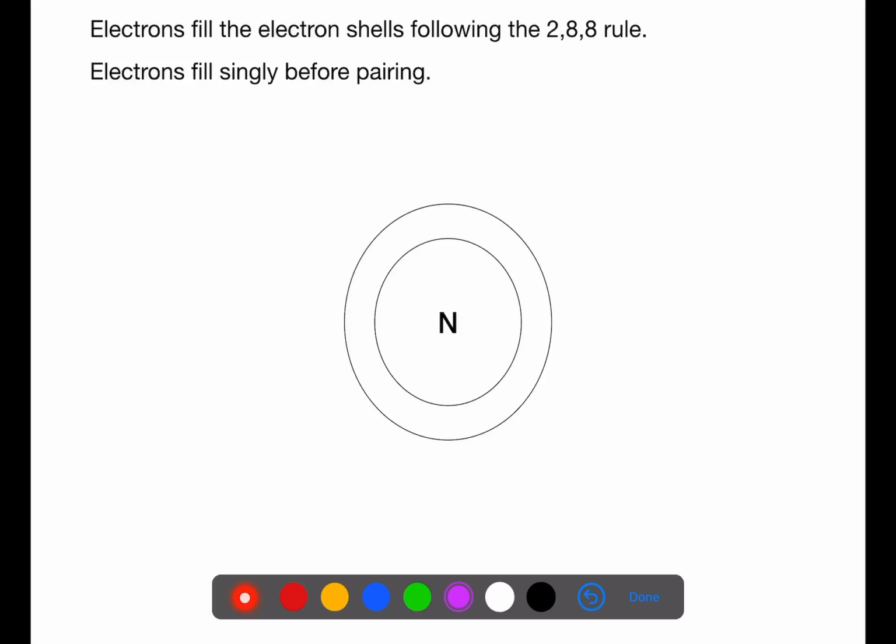To be able to use the electron arrangements, we need to look up page 6 of the data book. This will tell you how many electrons are present and how many are in each shell. For nitrogen, you will find the electron arrangement is 2-5. This means that in the first shell, we have 2 electrons. In the second shell, we have 5 electrons. These fill into 4 different regions singly before they pair up.